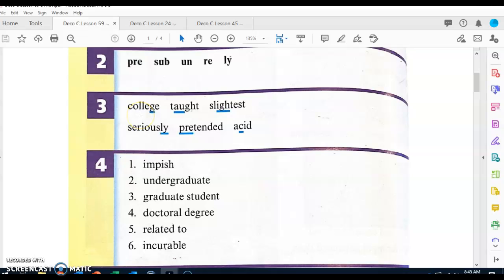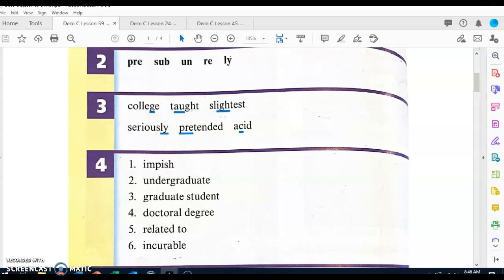Now let's go ahead and look at part 3, boys and girls. Touch the first word in part 3. What's the underlined part? J. What word? College. Next word. What's the underlined part? All. What word? Taught.